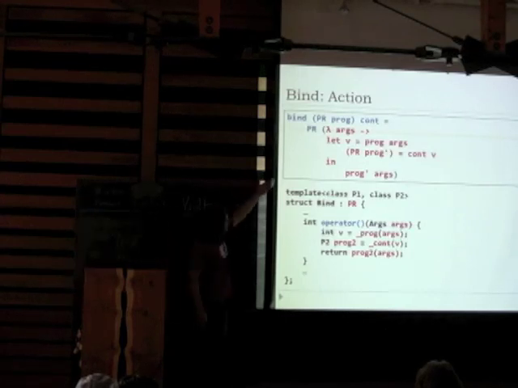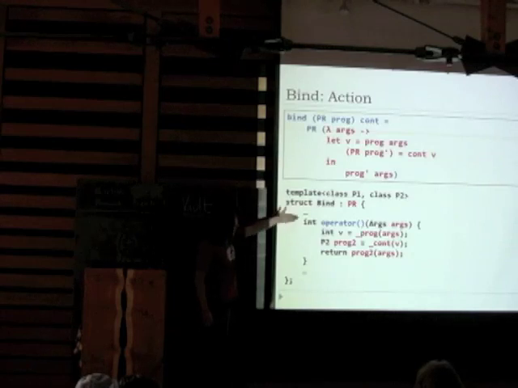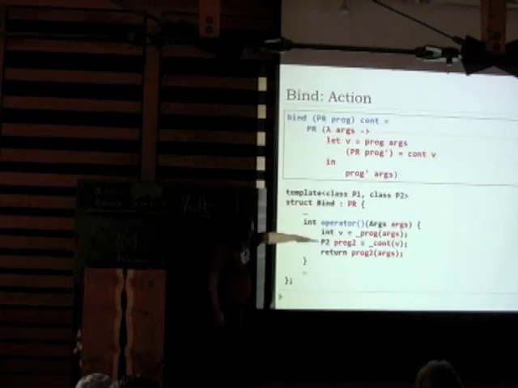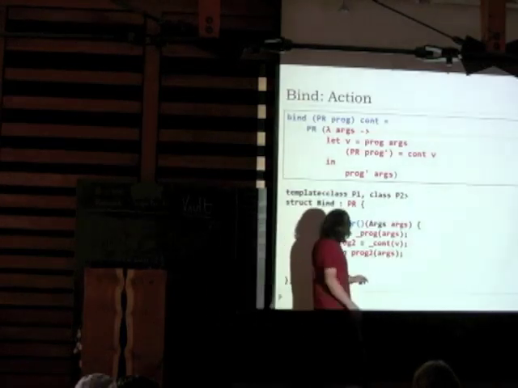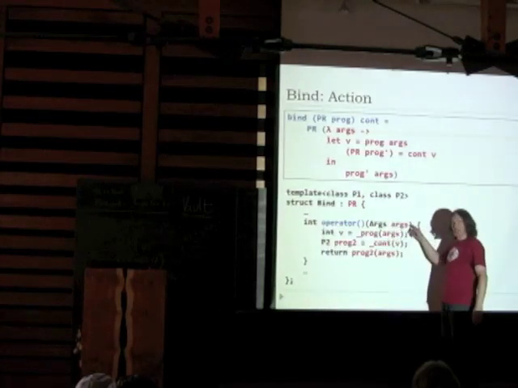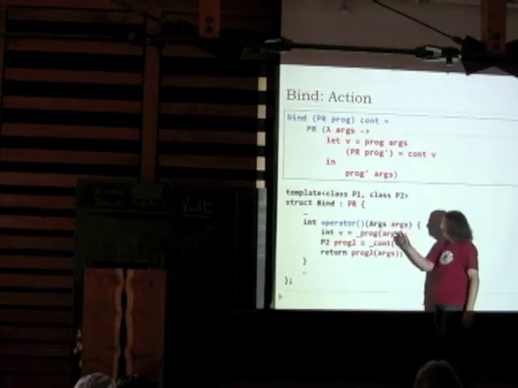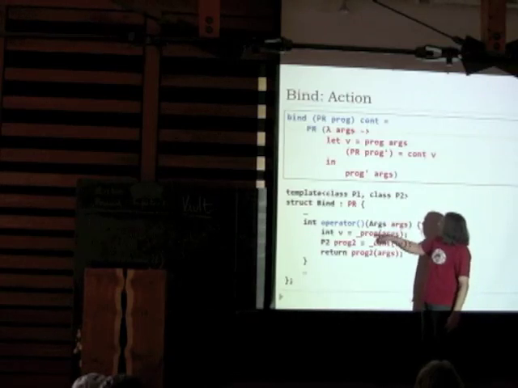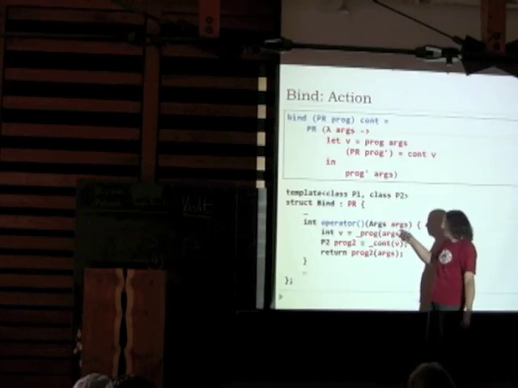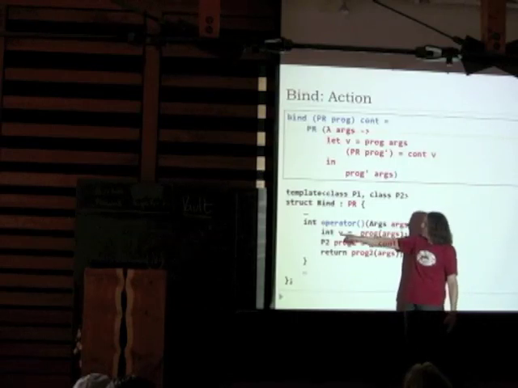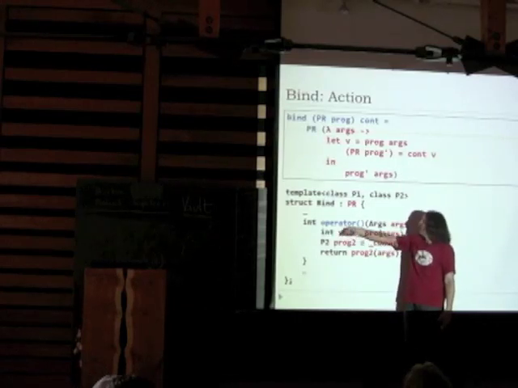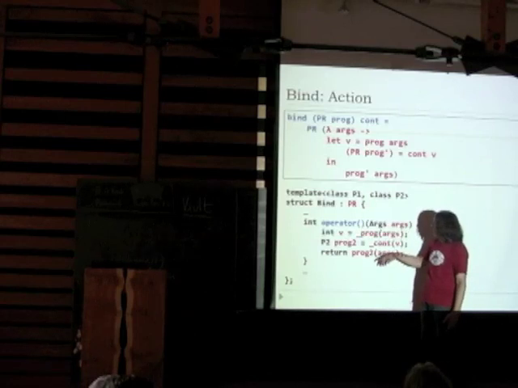So this is the code in Haskell. This is this operator, this action that will be returned by bind as a meta function. It will have arguments available to it because it will be run at runtime, right? So I just execute prog on these args, just like I did here. It will give me some value. In this case, it will be an integer because it's a simplified thing.